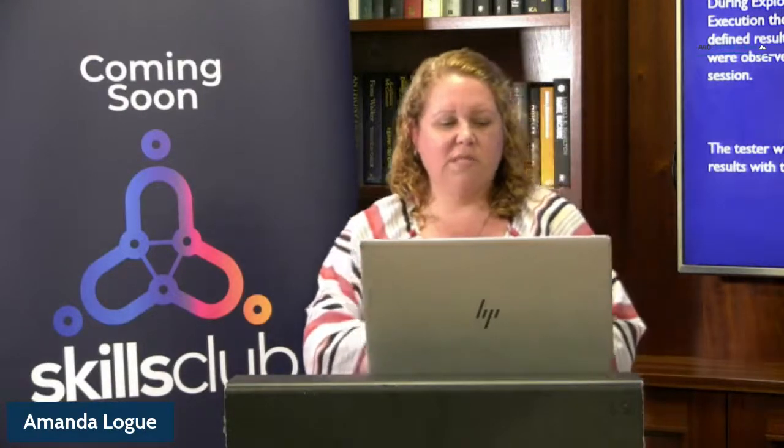And then the next step is we're going to review. During your exploratory test execution, the tester will clearly define the results and the defects that were observed during the test session, which is what we've seen in the last couple of slides. You fill in all that information, and then you review your results with your test manager. After that review session, the tester will go in and log the defects that the test manager says they need to log.